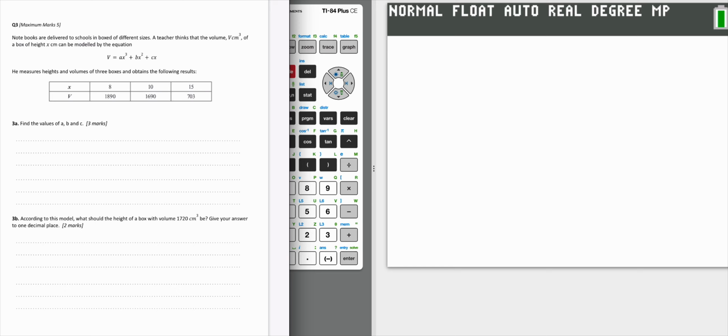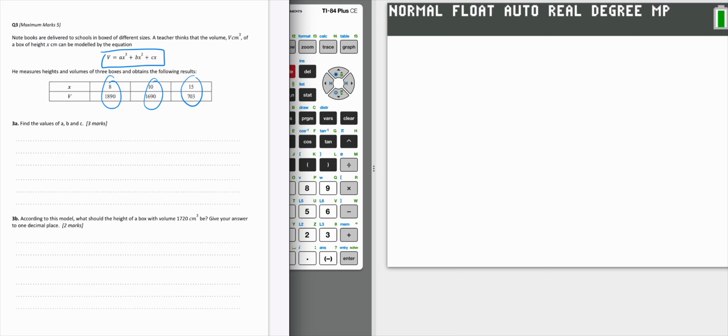This question uses simultaneous equations. So we have three different facts or pieces of information, 1, 2, 3, and we know that they are linked with this cubic, which has three different unknowns, and we need to find the values of A, B, and C.